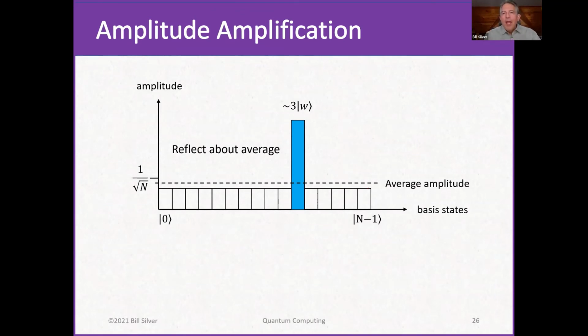Now, if we repeat this approximately the square root of n times, using the oracle to make the amplitude negative and then reflecting about the average, we're going to end up with a vector where the amplitude of the winner is very close to 1.0, and the amplitude of everything else is very close to 0, extremely close. So let's see how that works and how many steps it takes.